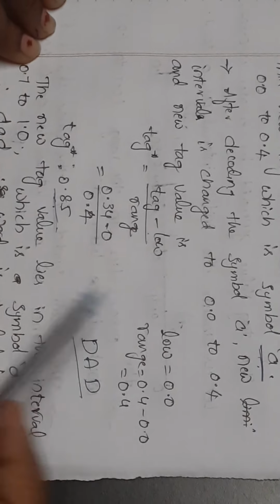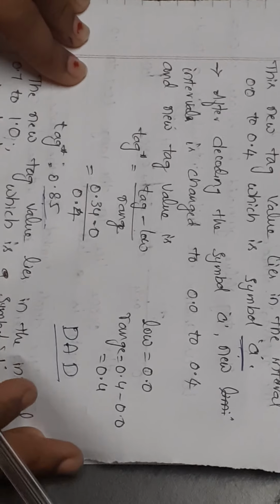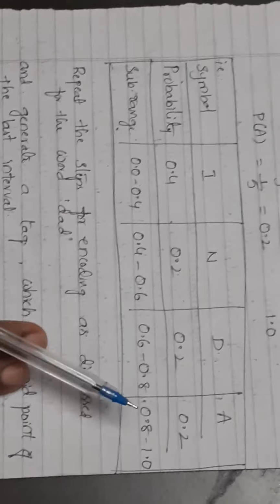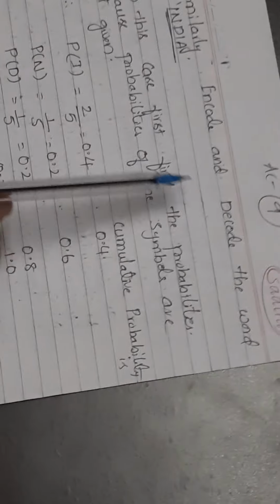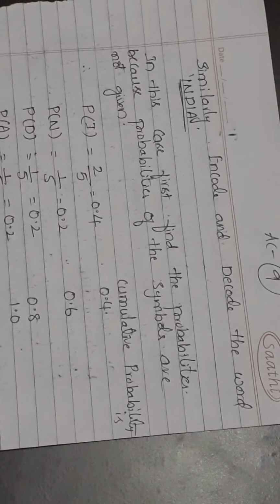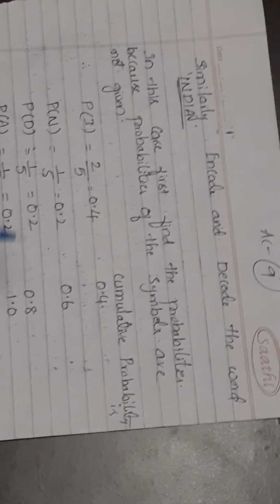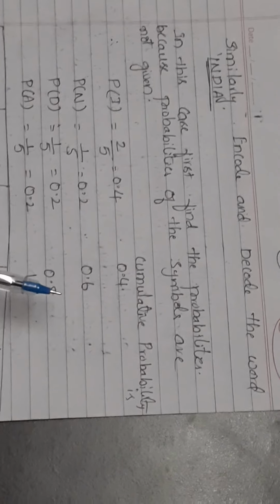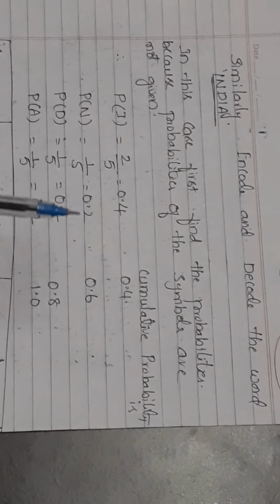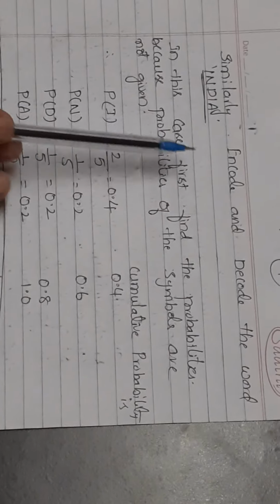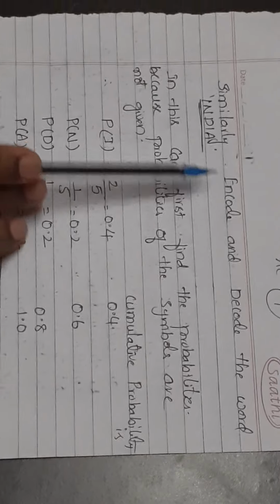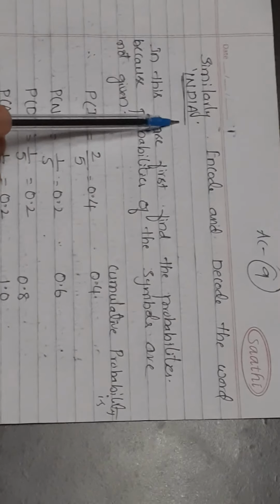Okay, so in this way we can encode and decode the data using the arithmetic coding technique. Similarly, here we have one more problem, that is how to encode and decode the word INDIA. Here I don't know any probabilities, nothing. I don't know any subintervals. I just got INDIA as a word. So this INDIA you have to encode and decode using arithmetic coding.